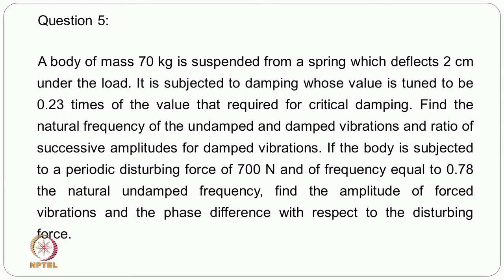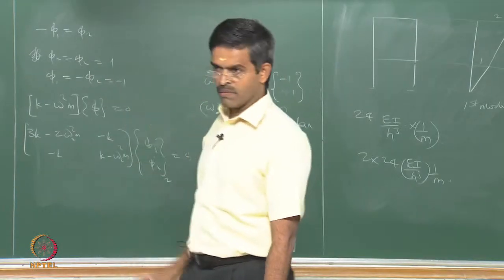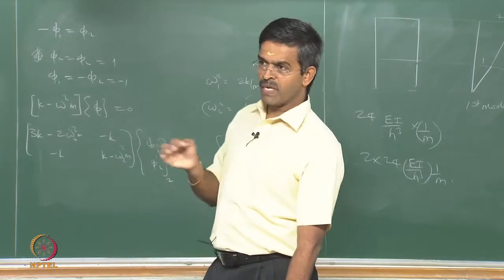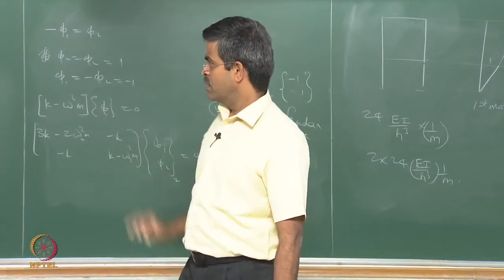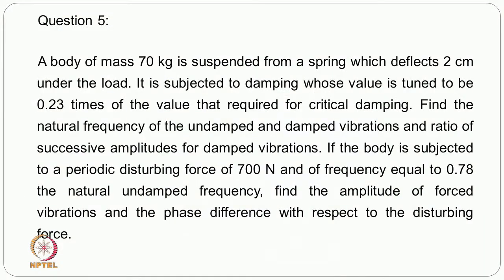The fifth problem: a body of mass 70 kg suspended from a spring which deflects 2 centimeter under the given load. So, the static deflection is known to me. So, initial displacement x naught is now given to me. It is subjected to damping whose value is 0.23 times the value of the critical damping. So, critical damping you must first find out. Find the natural frequency of undamped and damped vibration and the ratio of successive amplitudes from the logarithmic decrement equation.